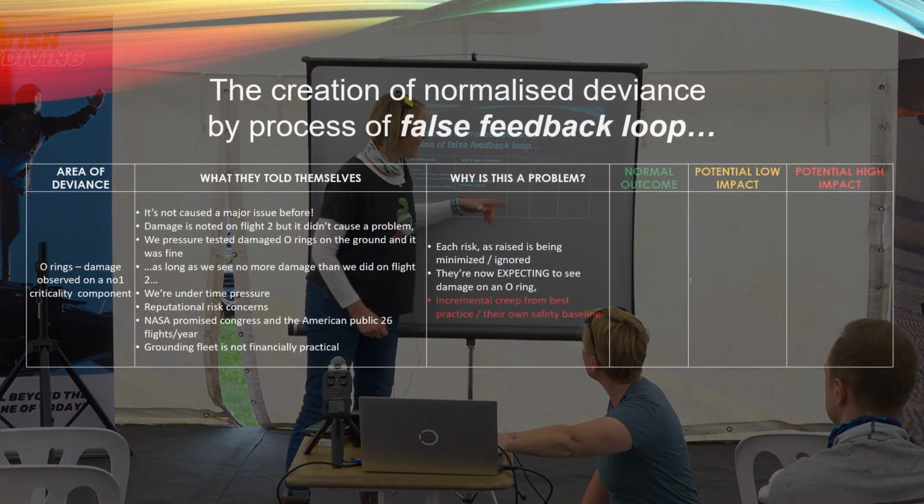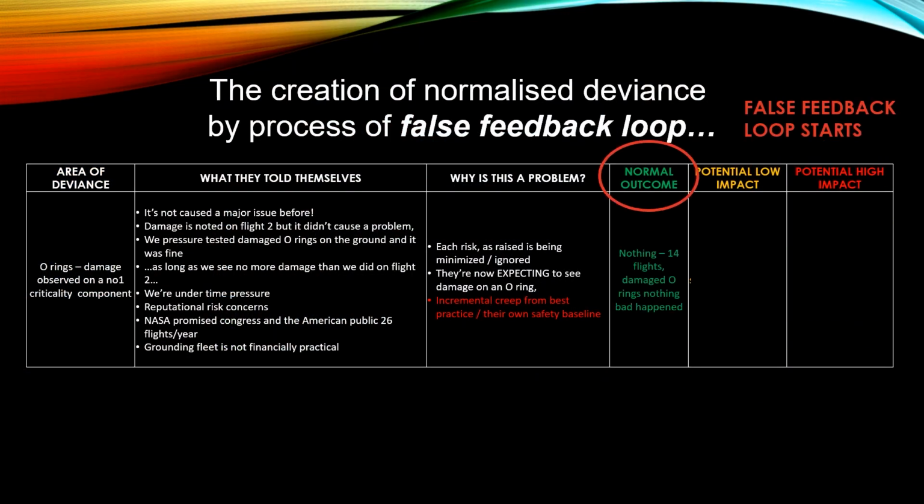You can't really see this in this light. The normal outcome, which is circled here, the normal outcome of having a damaged O-ring is nothing. 14 flights were completed with damaged O-rings, and nothing bad happened. The potential impact of launching a shuttle with the damaged O-rings is minor damage to the shuttle or the solid rocket booster. The potential high impact, which is this third column here, is fairly obviously the death of every astronaut on board and the loss of the ship.